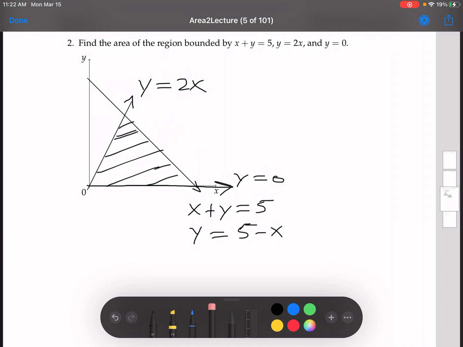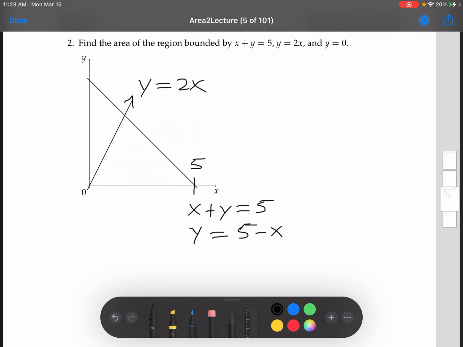In this video, I'll find the area by integrating along the x-axis, and in the next video, I'll find the area by integrating along the y-axis. And you'll see that integrating along the y-axis is actually easier. So let's see. x plus y equals 5 crosses the x-axis at 5. The reason why integrating along the x-axis is actually harder is because it requires 2 integrals.